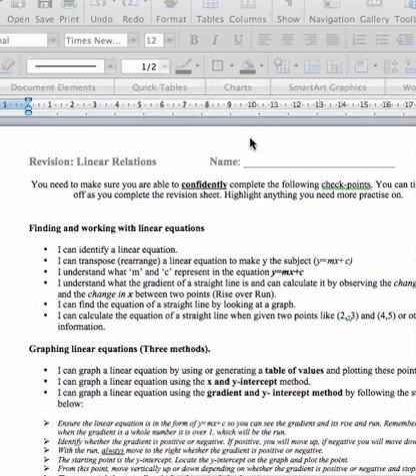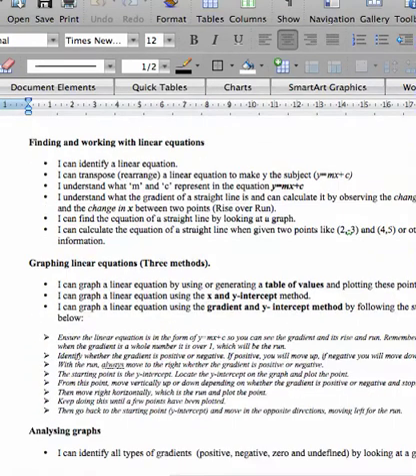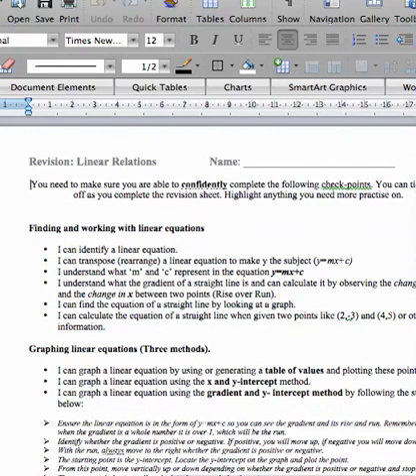Hello, this session will be on revision on linear relations, but focusing on the following points. And it's the worksheet that was given to you in class. So just make sure you go through these checkpoints to ensure that you can do everything. And we'll be covering all these checkpoints in the following revision sheet.